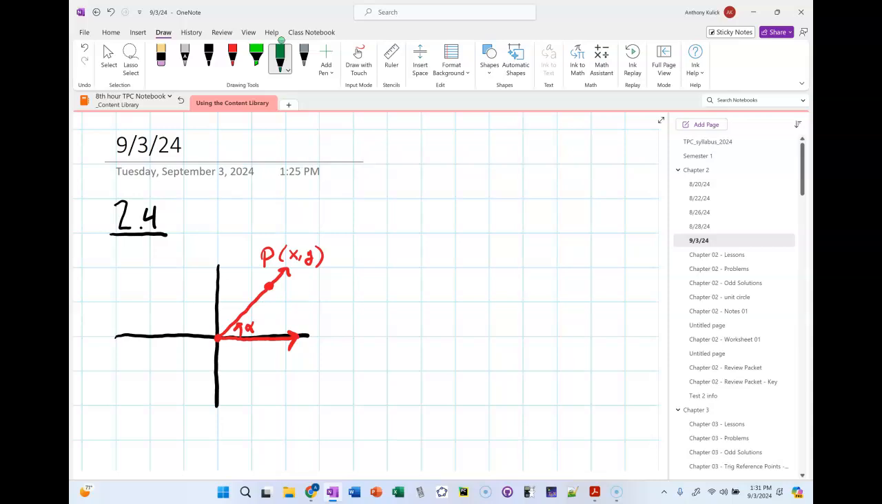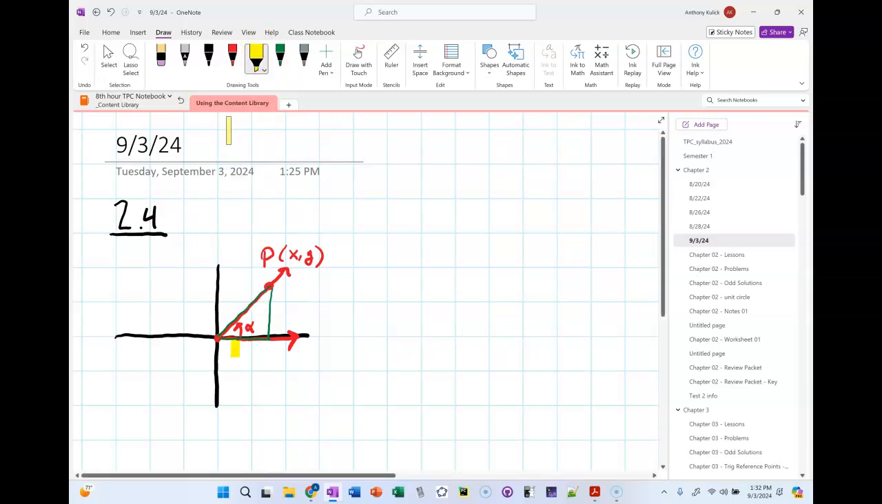Now, if I look at this, it seems to me that this kind of looks like a right triangle here. You guys see that? Okay. What label should I give that side of my right triangle?